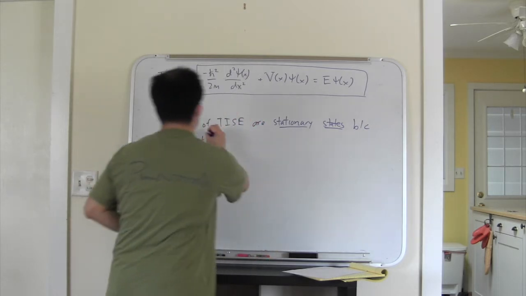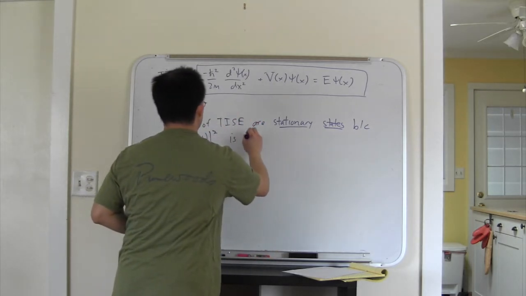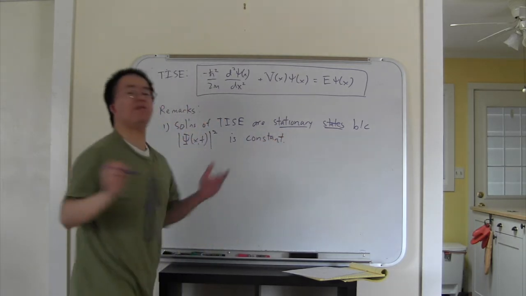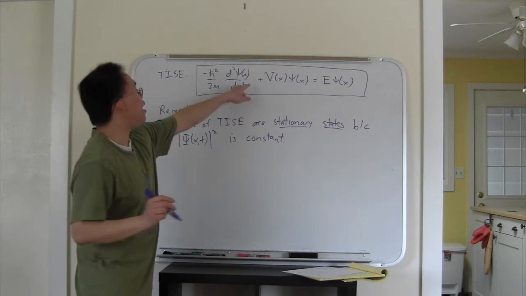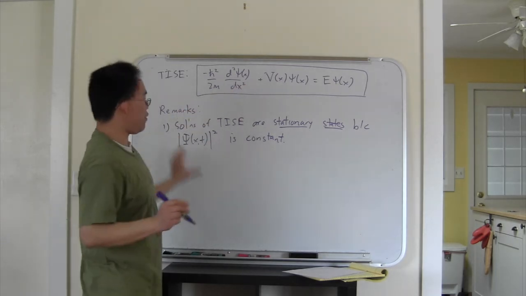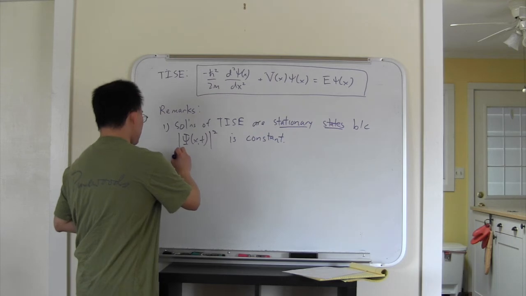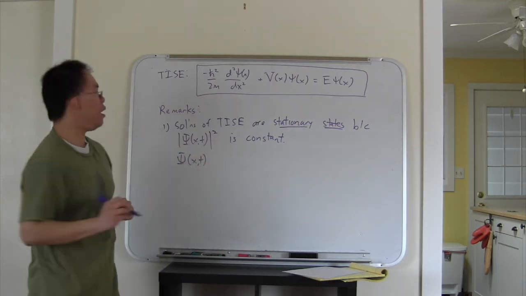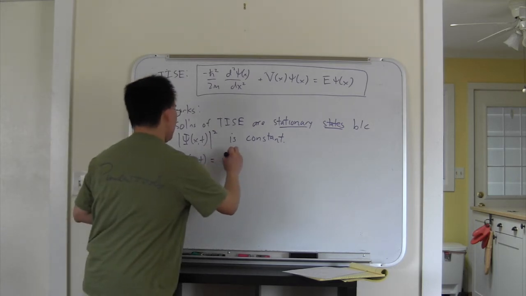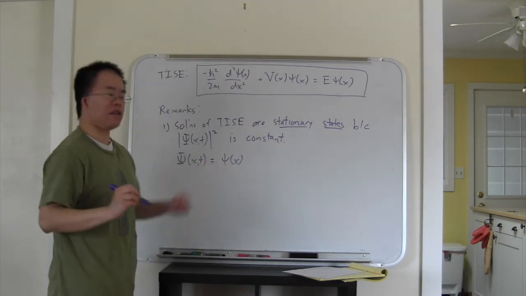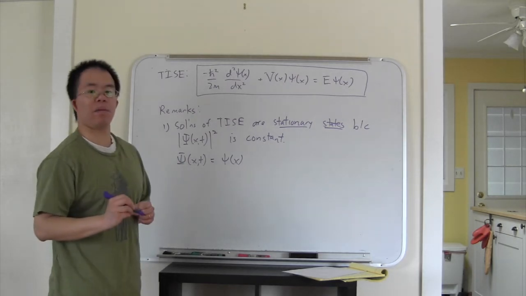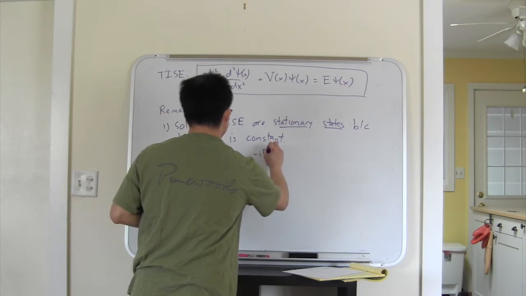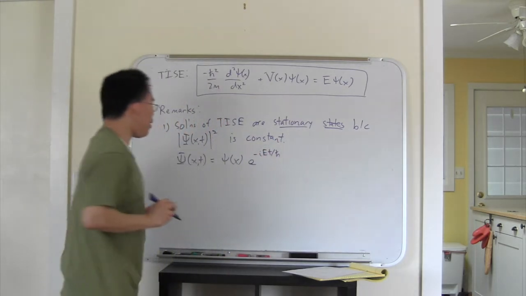Let's see, squared is constant. So let me show you how that works. We said that solutions to the full Schrodinger equation we can construct by taking psi of x, t and multiplying it. So we take the solution lowercase psi and multiply it by this complex time factor, e to the minus i E t over h bar.